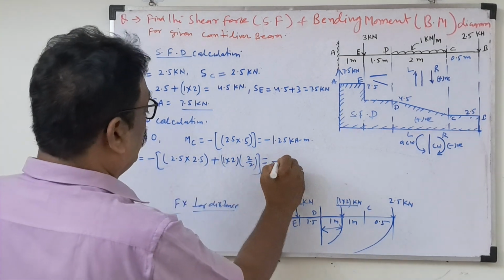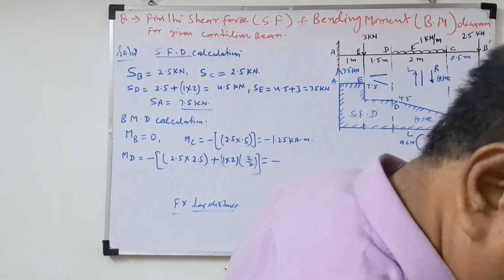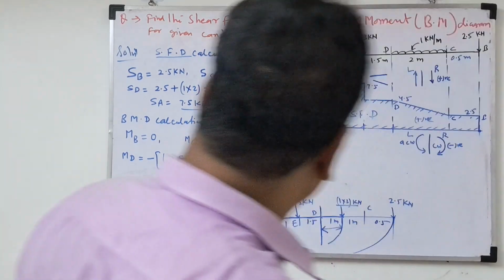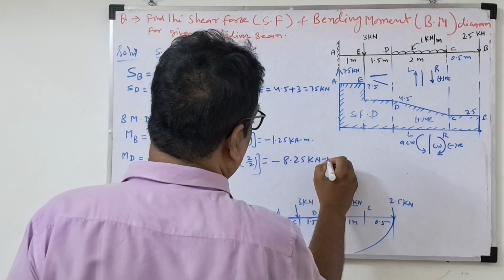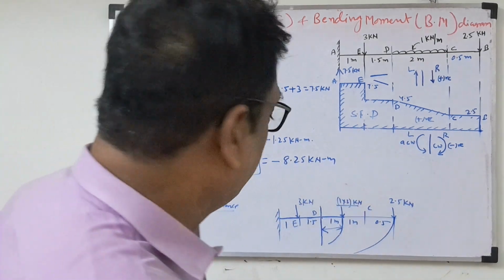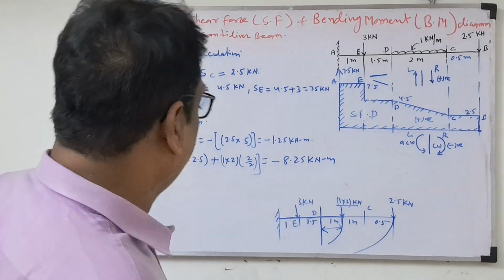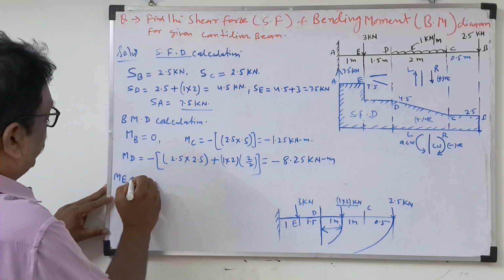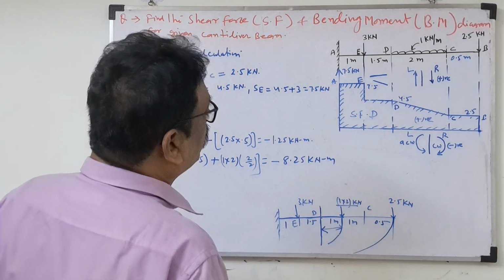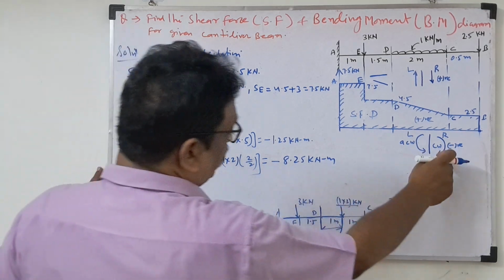So first the value I will write here. The MD value will be minus 8.25 kilonewton meter. Now look here, the next moment I'll calculate. Again this will be useful for you. This is a key concept. So now I'm taking ME, then we'll take MA. First we'll take the negative outside because of the sign convention.